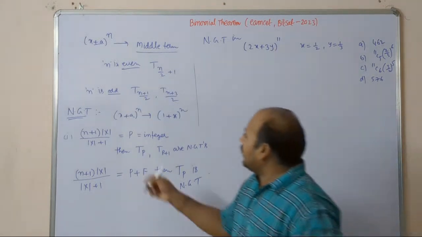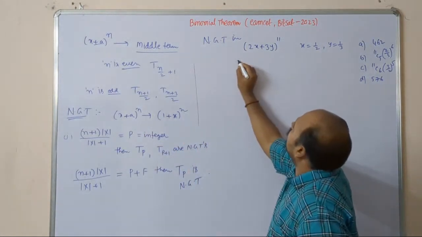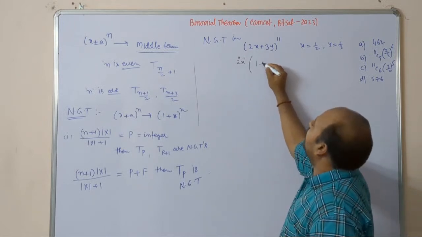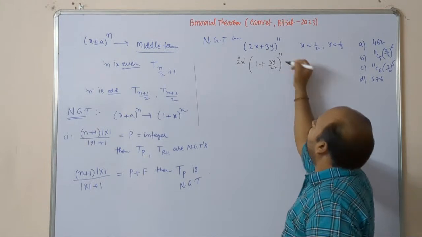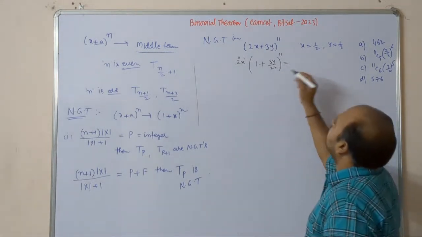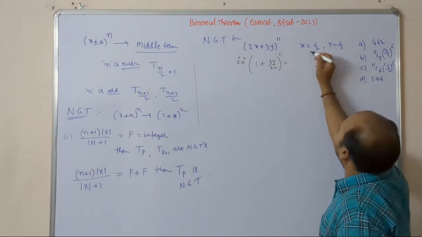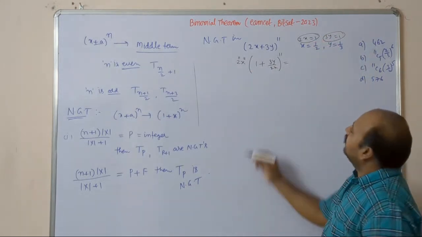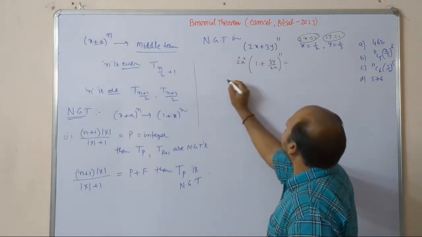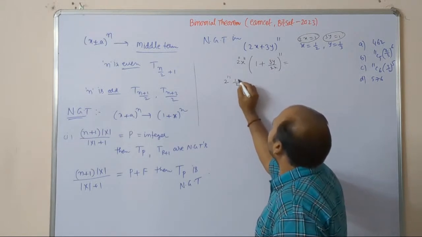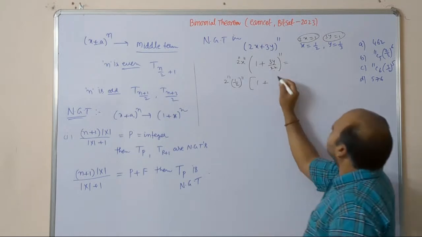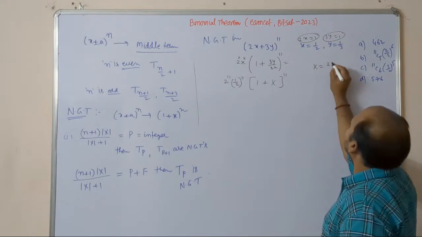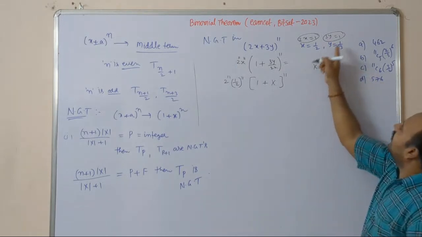So first, what I said, you make it into this form, 1+x. So 2x I am taking common with power 11: 2 power 11, x power 11, so (1 + 3y/2x) whole power 11. So in place of x, 2x is equal to 1 only now from here, and 3y is equal to 1. So the 2x value is 1 by 2. So 2 power 11, (1/2) power 11 into (1+X) whole power 11, where capital X is equal to 3y by 2x. The 3y value is 1, the 2x value is 1.